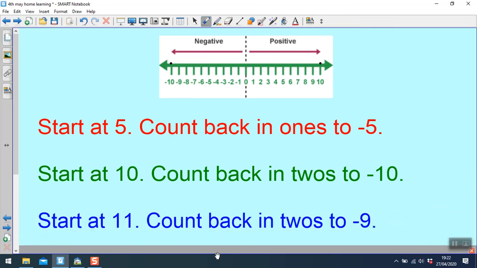Start at 11, so just the one above here. Count back in twos to negative 9. So we're going to stop at negative 9. We're going to start at 11. Have a go now.